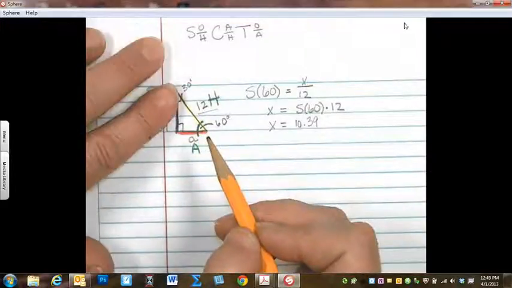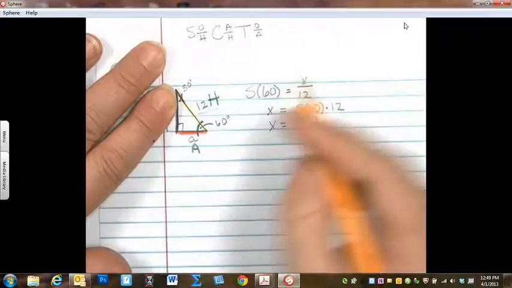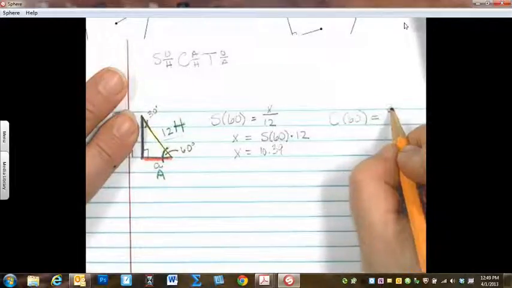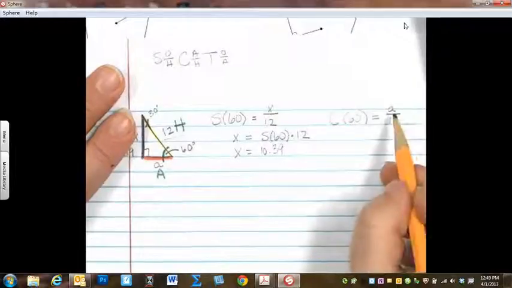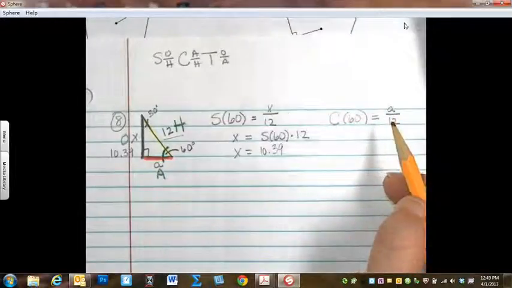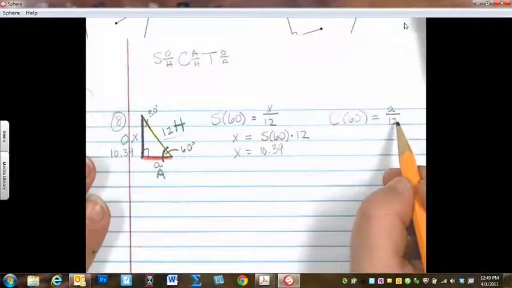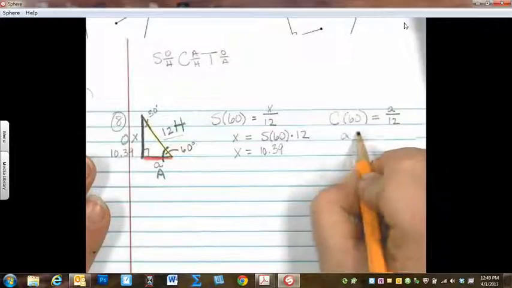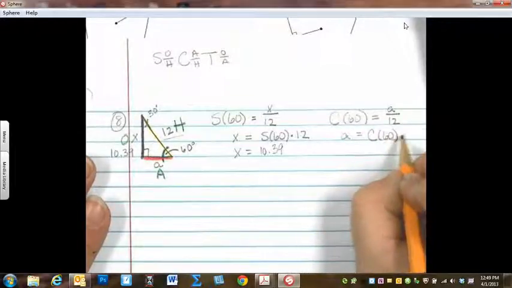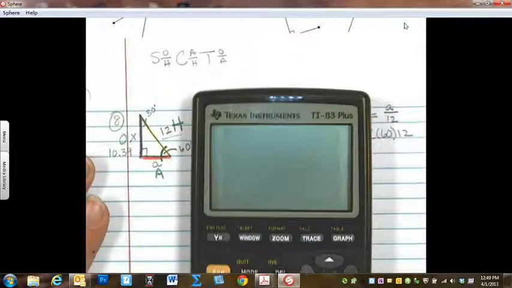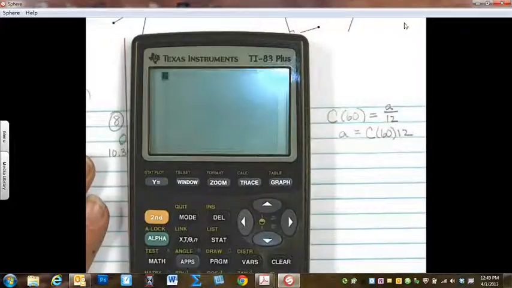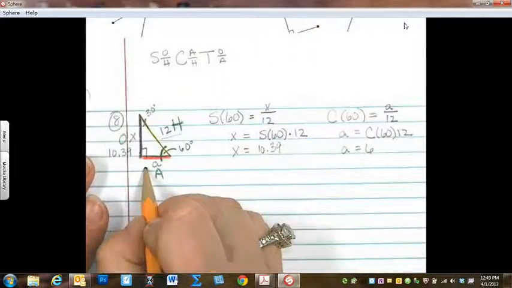So now I'm going to pretend like I've got no x. So I'm going to use A and H, which is the cosine of 60, and that equals A over H. Once again, my variable is in the numerator, and so I'm going to cross multiply here. So I know that A equals the cosine of 60 times 12. Put that right in our calculator. So we know the cosine of 60, make sure you close the parenthesis, times 12. So I know that A equals 6. So this side is 6.